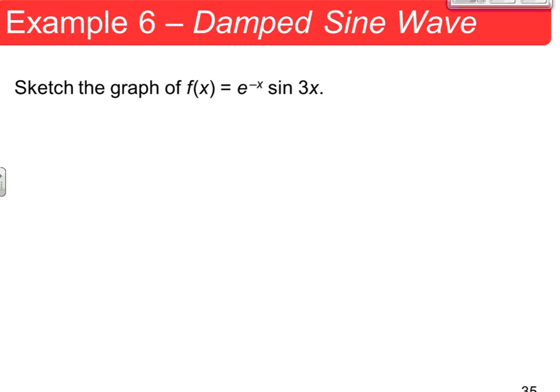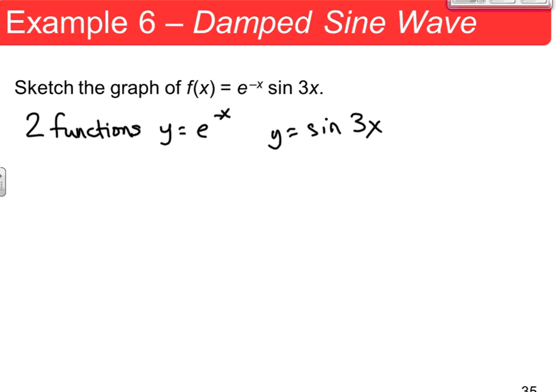So the two functions that we're looking at are y equals e to the negative x and y equals the sine of 3x. And so just kind of thinking along the lines of what's happening here, y equals e to the negative x, so that's like 1 over e to the x. So that's like an exponential decay is going to come like that, right? So that's what's happening there.